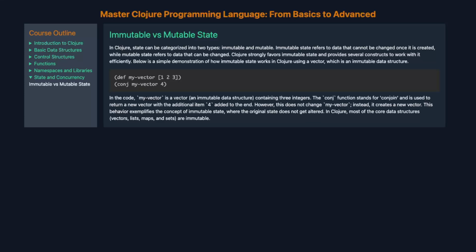Below is a simple demonstration of how immutable state works in Clojure using a vector, which is an immutable data structure. In the code, myVector is a vector, an immutable data structure containing 3 integers. The conj function stands for conjoin and is used to return a new vector with the additional item 4 added to the end. However, this does not change myVector. Instead, it creates a new vector. This behavior exemplifies the concept of immutable state, where the original state does not get altered. In Clojure, most of the core data structures, vectors, lists, maps, and sets, are immutable.